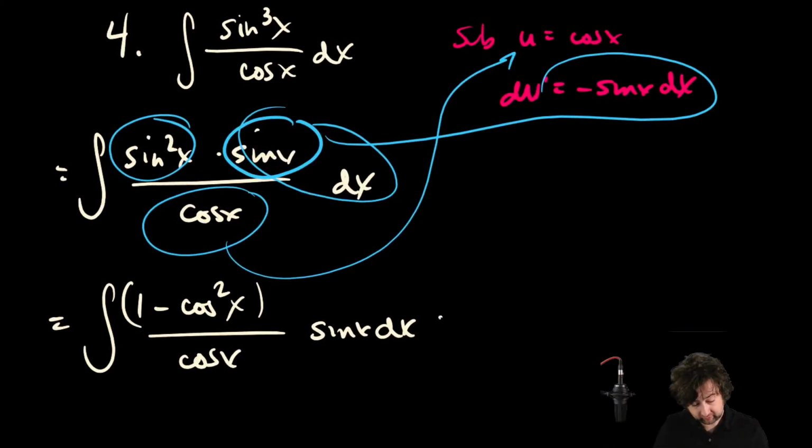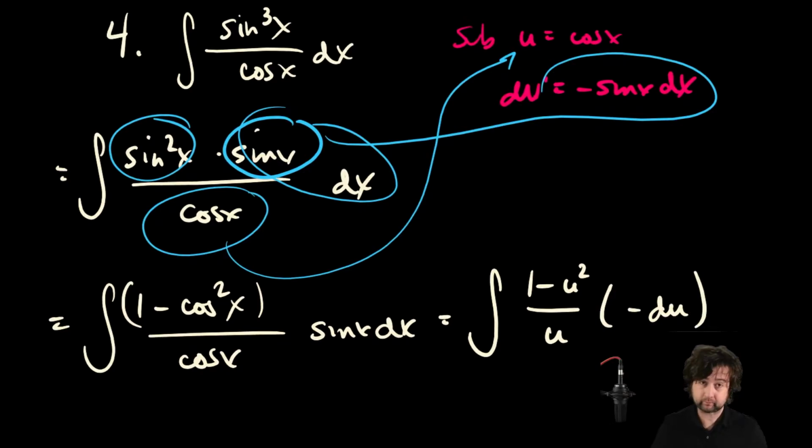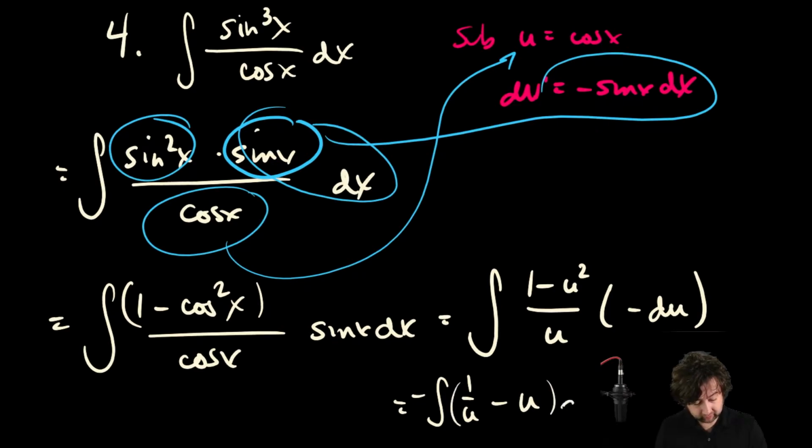So you should see that after the substitution, what you're going to get is the integral of (1 minus u squared) over u times minus du. And that integral is actually very easy to do because it turns into the integral of 1 over u minus u, and then there's a negative that comes out front from the du. And you can integrate using the power rule and the fact that the integral of 1 over u is the log.